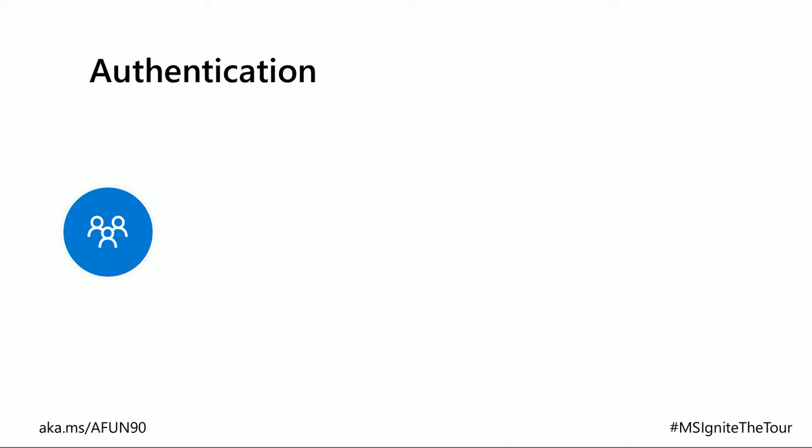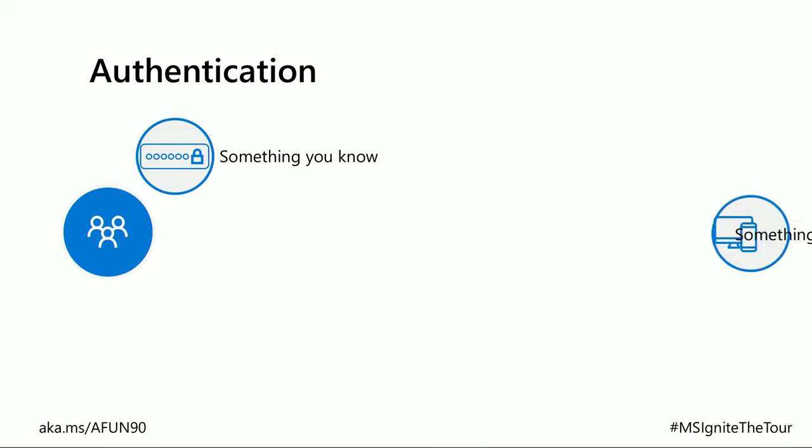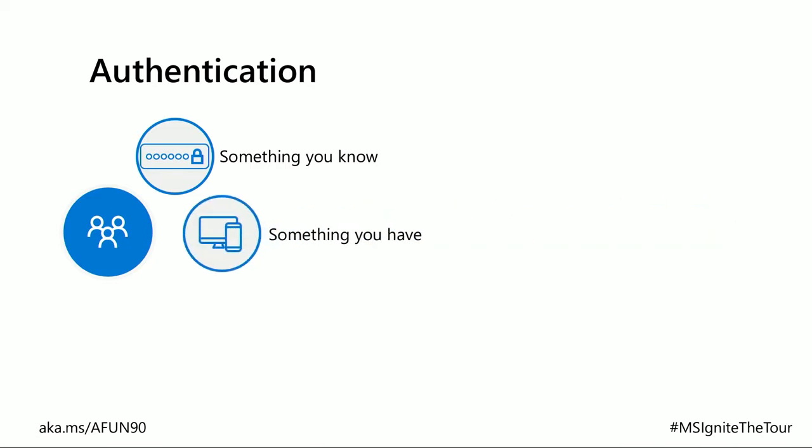Identity starts with authentication and authorization. Authentication is the process of proving you are a valid person who exists in the system and should have access to things. Authentication is done by providing something that you know, like your password, something that you have, like a 2FA code that you've been sent by SMS, or something that you are, like biometrics, fingerprint scanning, Windows Hello facial recognition, that kind of thing.